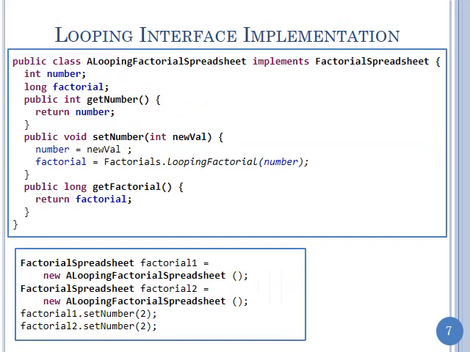So here's, and now you go and see, I got it right here. Good, I'll copy this over. So you've got now a looping factorial spreadsheet implements factorial spreadsheet. That's your assertion, okay? And you say get number, set number, you have all the same stuff. And now can you see how this code has changed besides becoming correct? I've got the names of 1 and 2. How has this code changed in other ways?